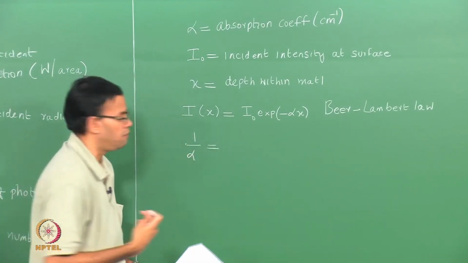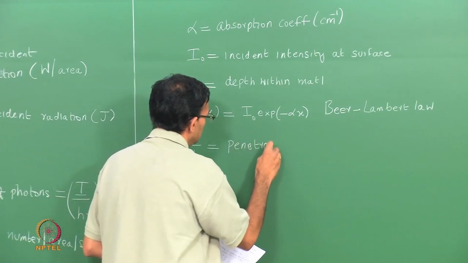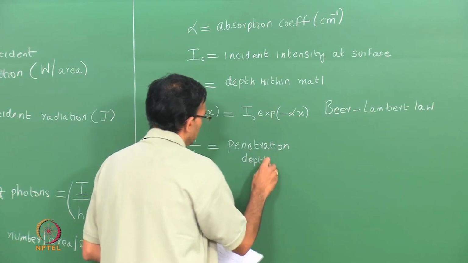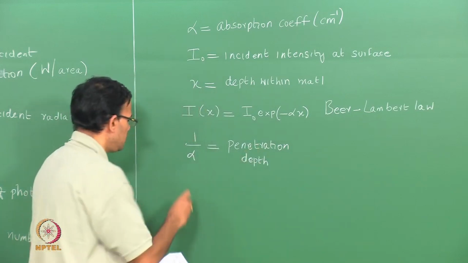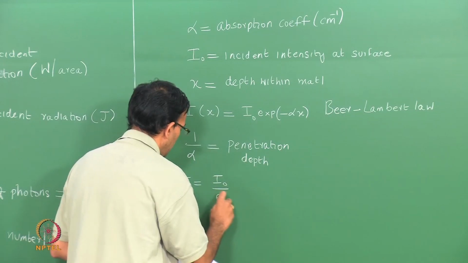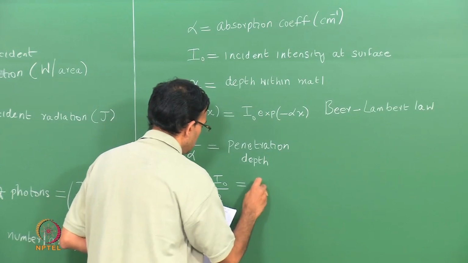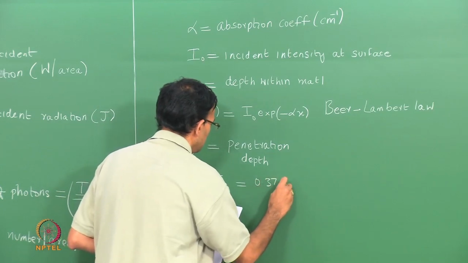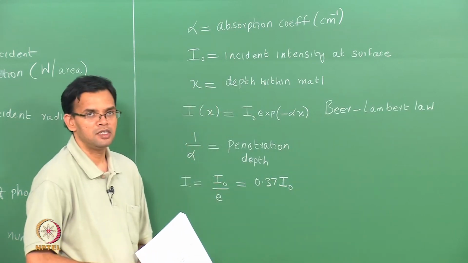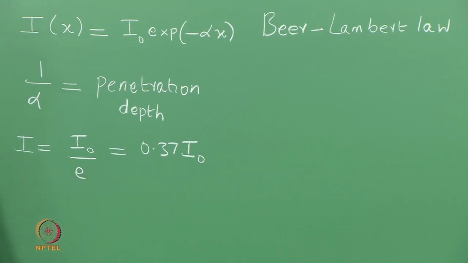1 over alpha, which has the units of length, is called the penetration depth. So that at this distance, I is nothing but I naught over e, which is 0.37 I naught, which means your intensity has dropped to 37% of the original intensity I naught.